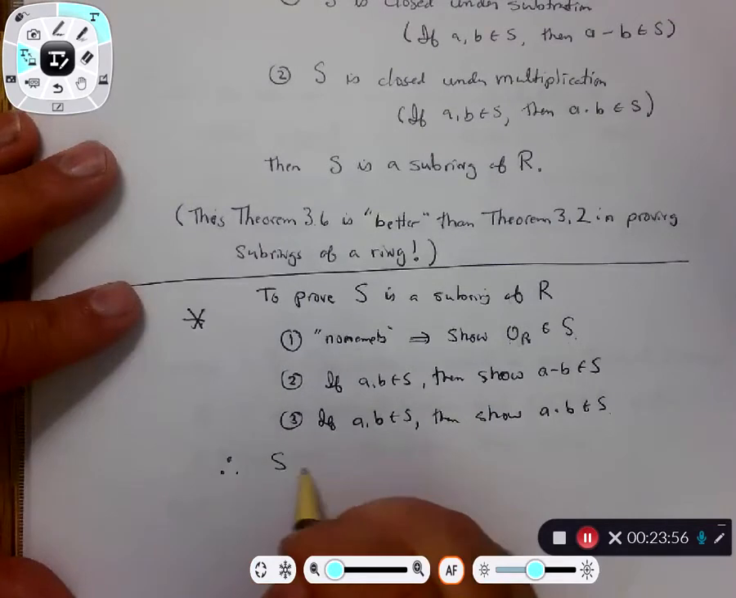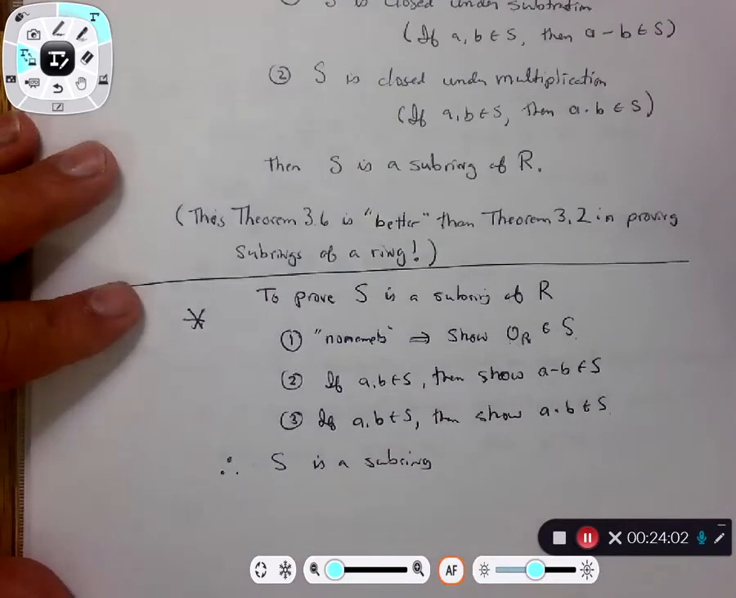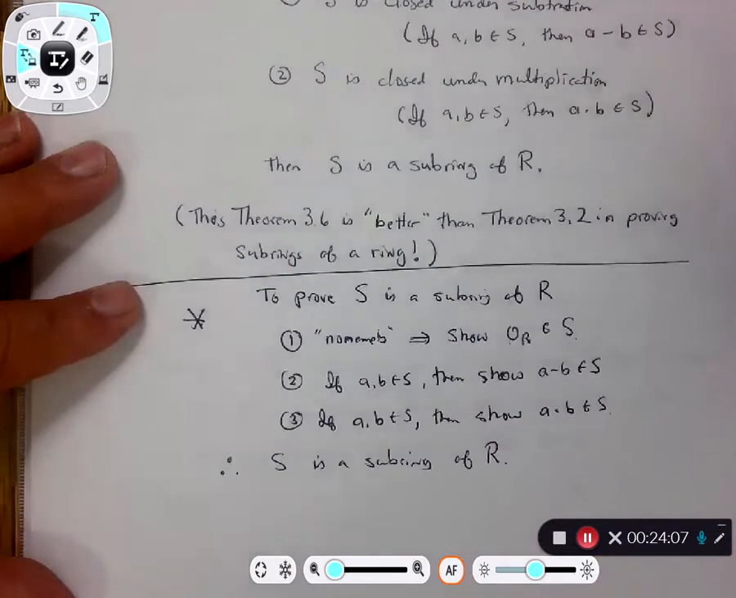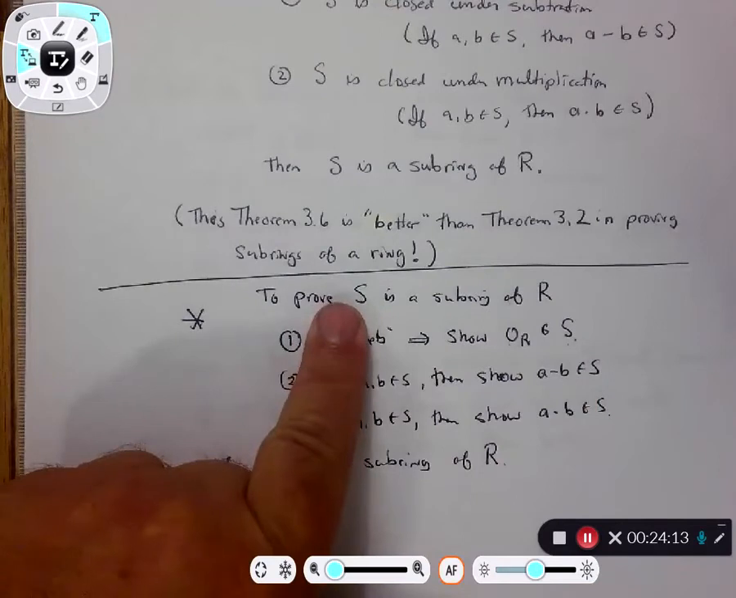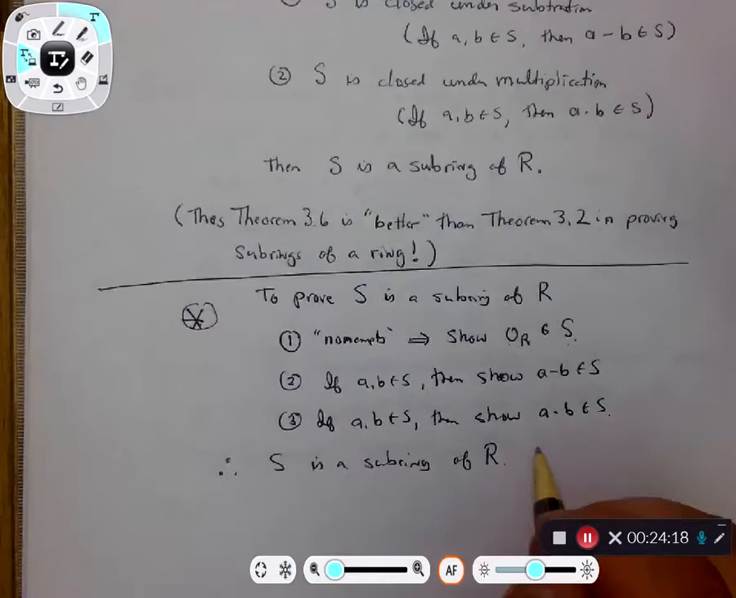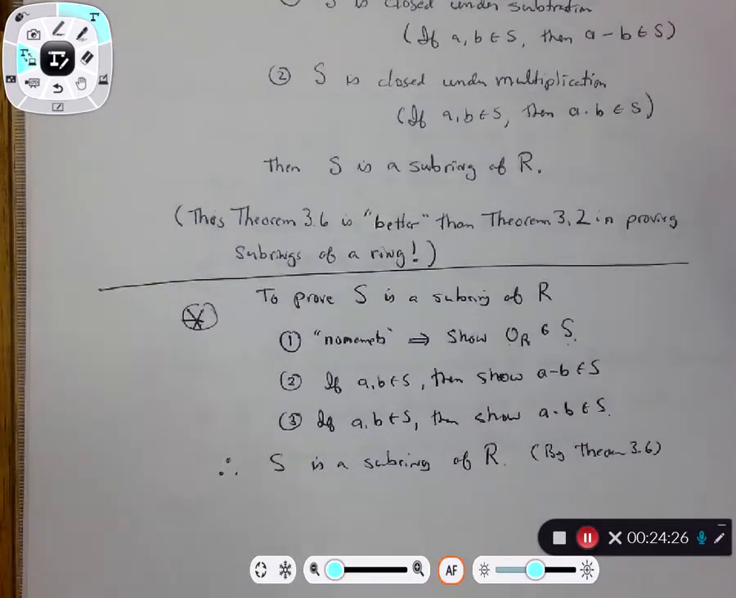S is a subring, and you just don't say it's a subring. You have to be a sub of somebody else. So S is a subring of the overring R. R is the big ring. S is a subring of R. So this is actually by theorem 3.6. But still, 3 is better than 4. So this is a much stronger theorem, and this is the theorem we're typically going to use to actually prove a subset is going to be a subring.